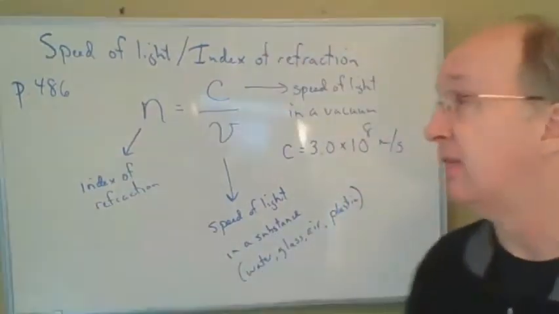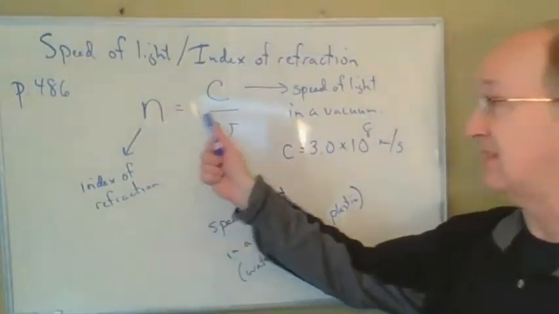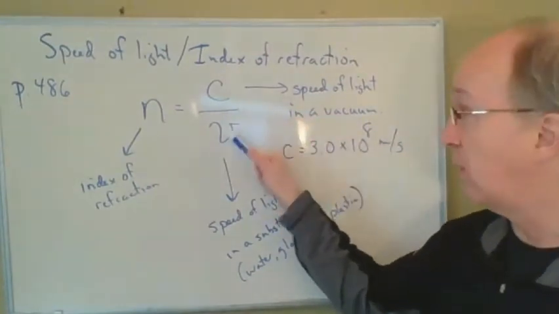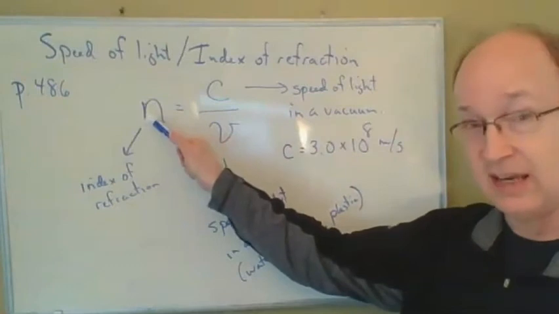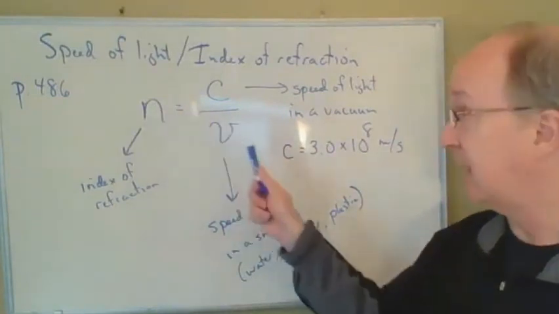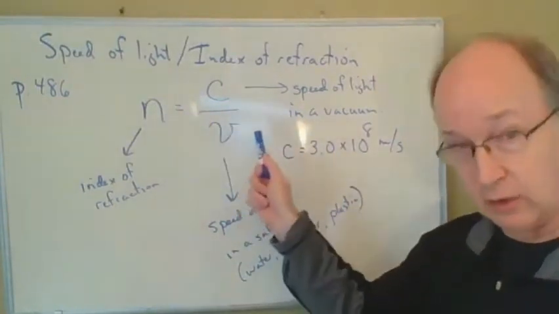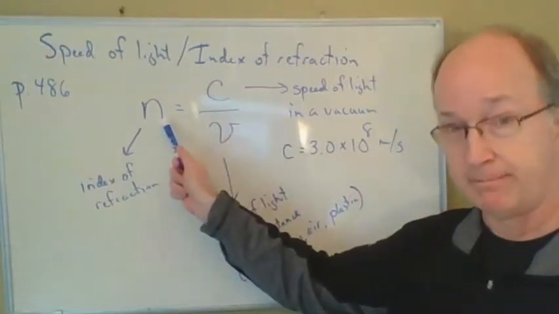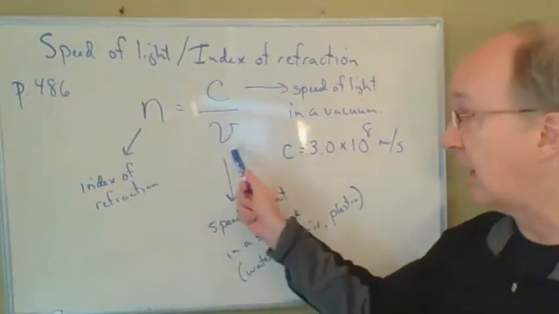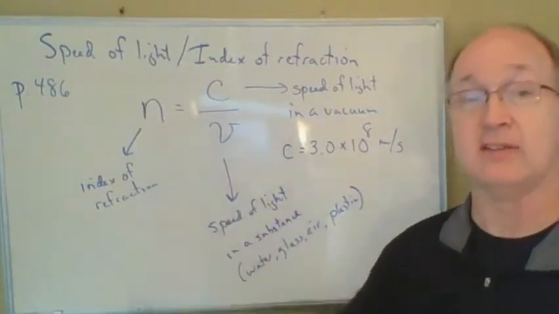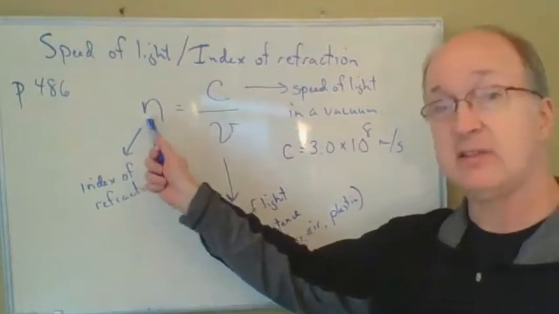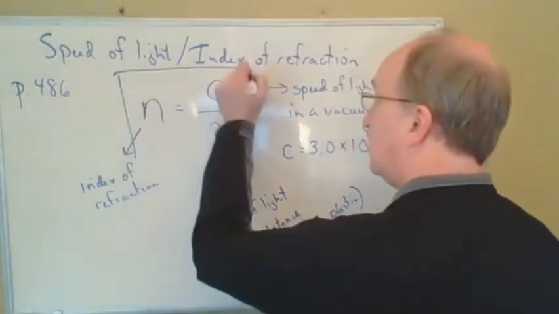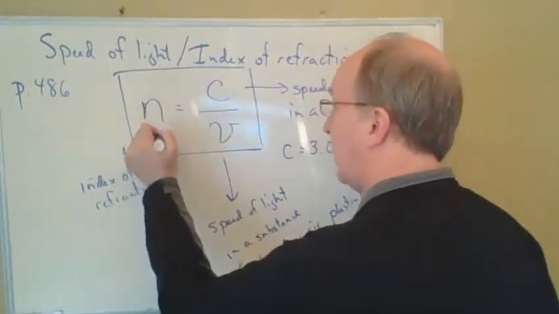So anyway, the index of refraction of a substance tells us basically how much light slows down in that substance. The slower light goes in the substance, the larger this N is. Think about that. This is a fraction, right? The smaller the denominator is, the larger the number is over here. So the slower light goes in a medium, the larger N is, and vice versa. The larger N is, the slower light goes in the medium.